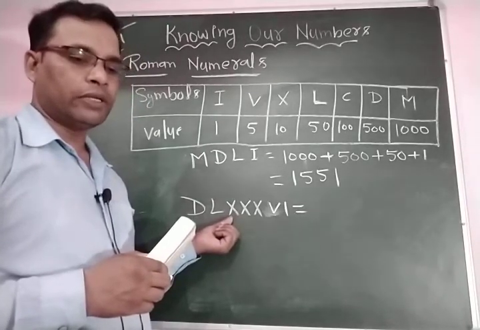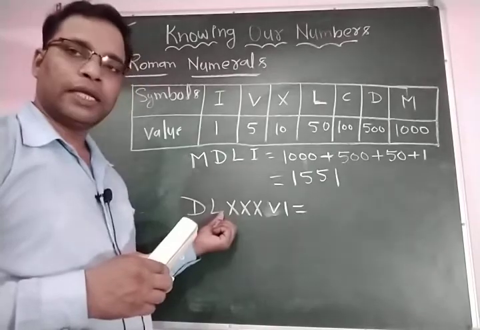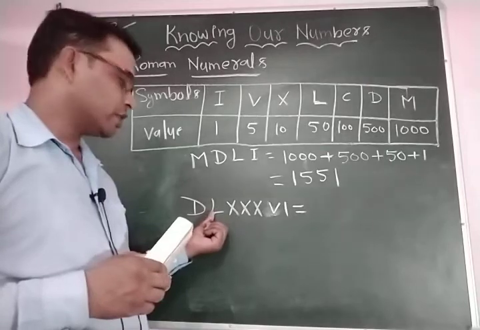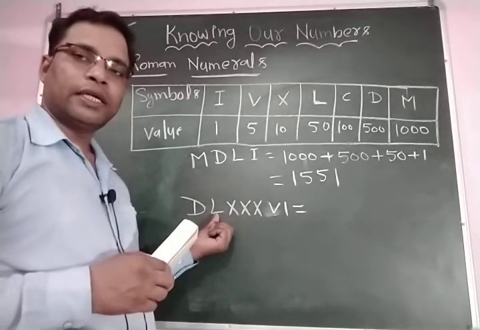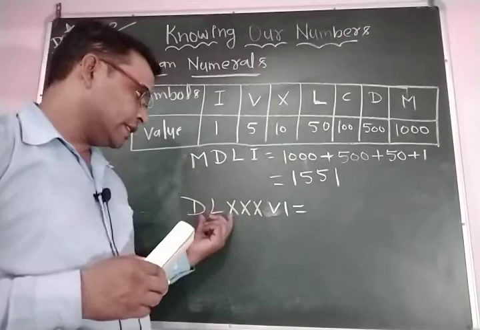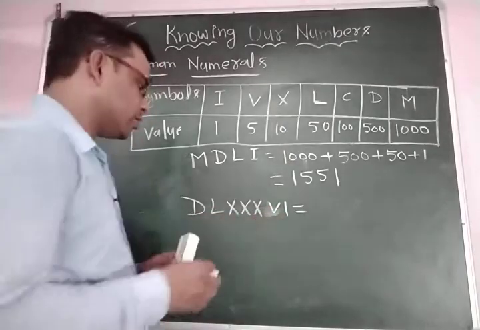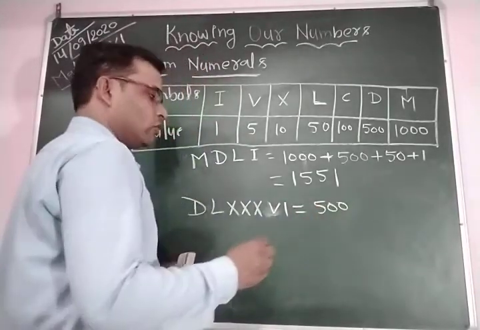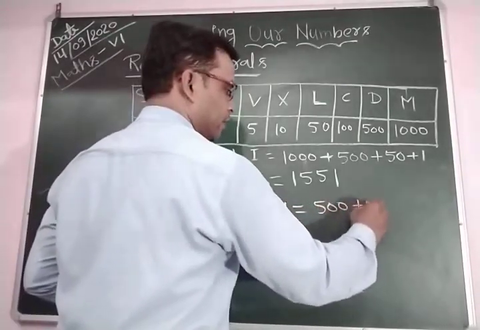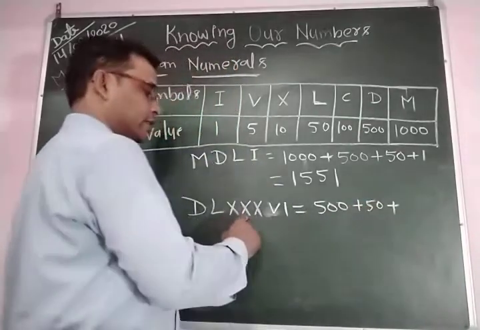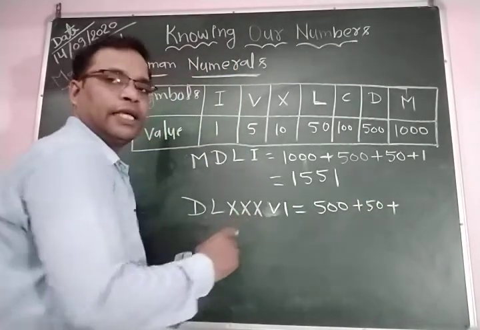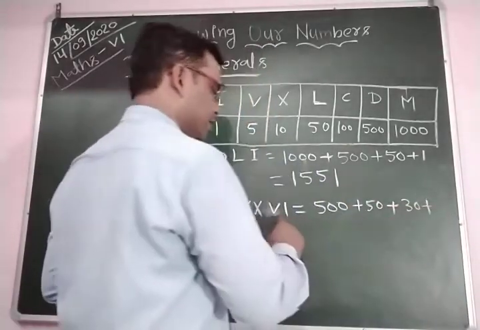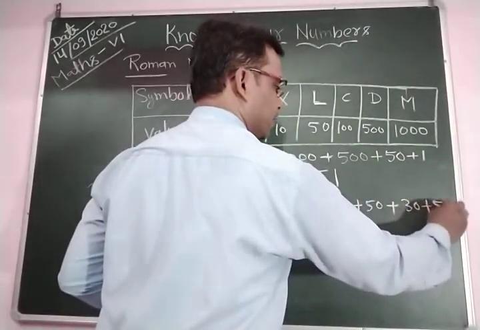And here X is the smaller value, and it is written to the right of L, the greater value. And here you can see L is the smaller value with respect to D, and also L is written to the right of D. Then their value will be added. Okay, so the value of D is 500, and the value of L is 50. And the value of 3X, X plus X plus X, is equal to 30, and V is 5, I is 1.